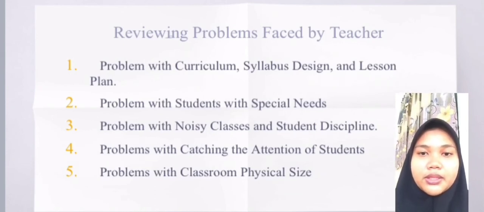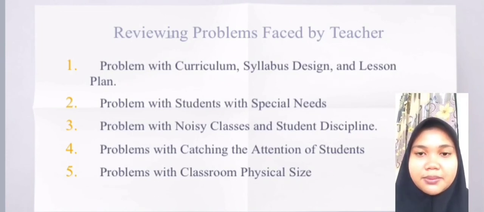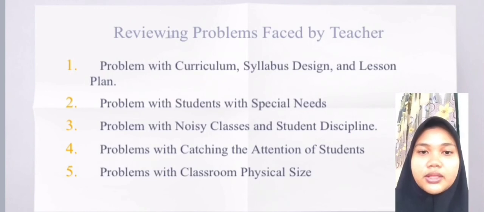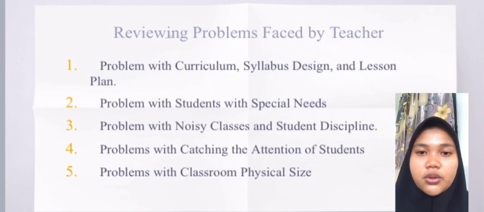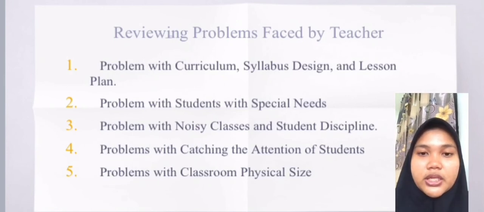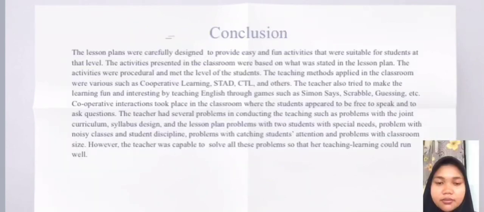The next is problem with classroom physical size. While observing the beginner classes, the teacher could not move around the class easily because the physical size of the classroom was too narrow, so most of the time the teacher just stood in front of the class. Sometimes she moved around the classroom, but she could not reach the students sitting at the very back of the class. However, she continued to pay attention to the whole class. The number of students in each class was 25 to 27 students.